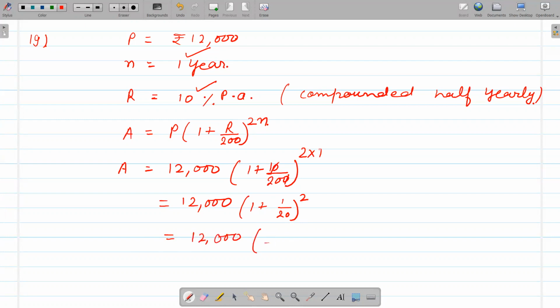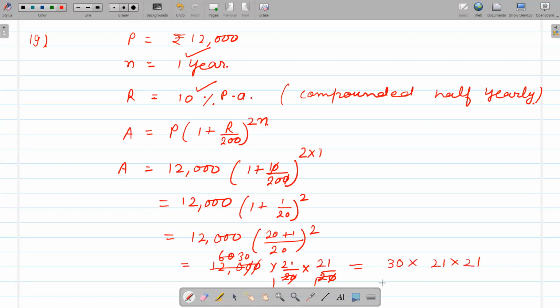12,000 into, the LCM will be 20, so it becomes (20 + 1) raised to power 2 over 20, and your expression will be 12,000 into 21/20 and 21/20. Two zeros cancel out with two zeros. 2 ones are 2, 2 sixes are 12. 2 ones are 2, 2 threes are 6. Now you're left with 30 into 21 into 21.